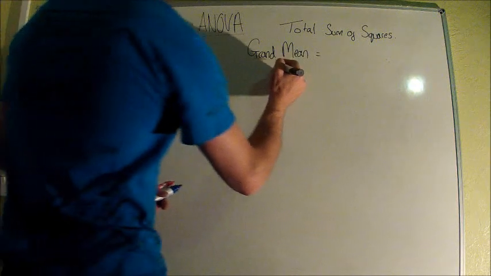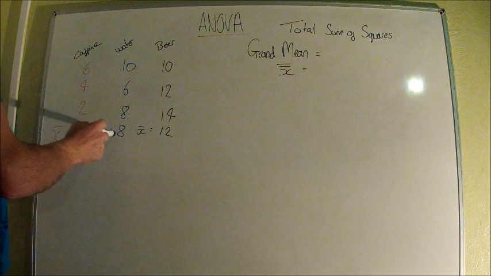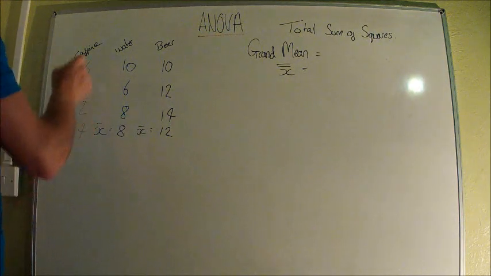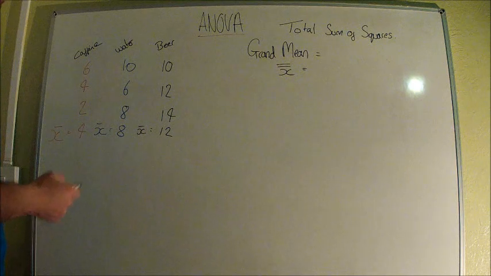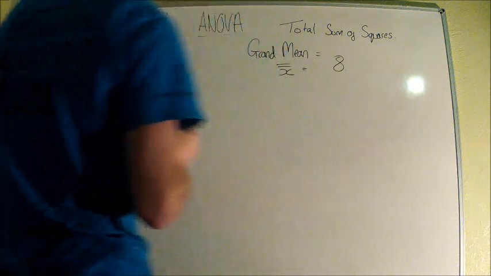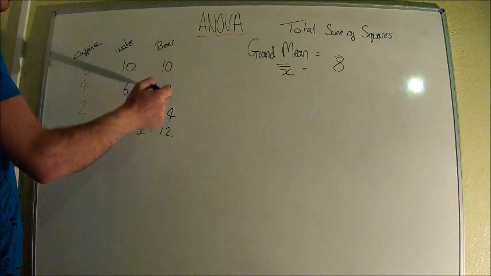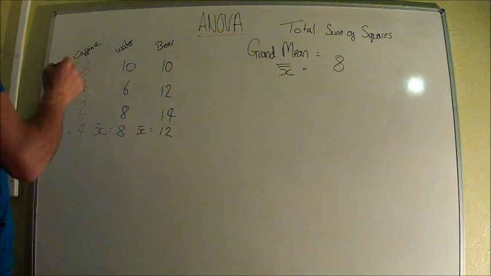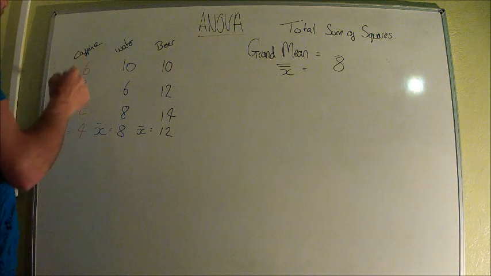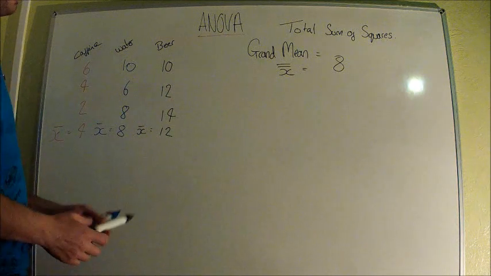Okay, so the grand mean can also be written like this: 4 plus 8 plus 12 divided by 3, because there are 3 means, one for each column. And that would equal 8. It's the same as doing 6 plus 4 plus 2 plus 10 plus 6 plus 8 plus 10 plus 12 plus 14, so every single data point, divided by the total number, in this case divided by 9. Again, that would equal 8. So if we leave that up there, we now have our grand mean equaling 8.